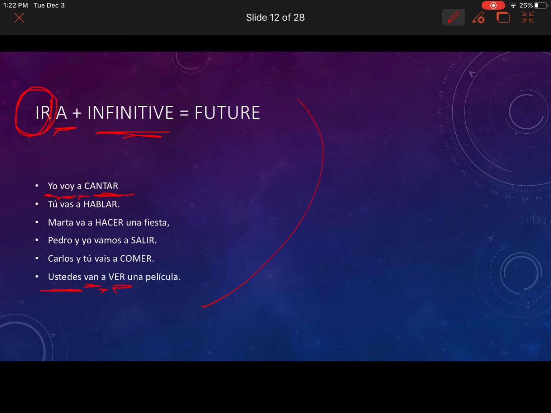So remember, this is a very easy way to just say the future. We're going to use ir in the conjugated form. We're going to put the preposition a, and then we're going to use the infinitive. That means the AR, ER, or IR form. And that's all for verbs.